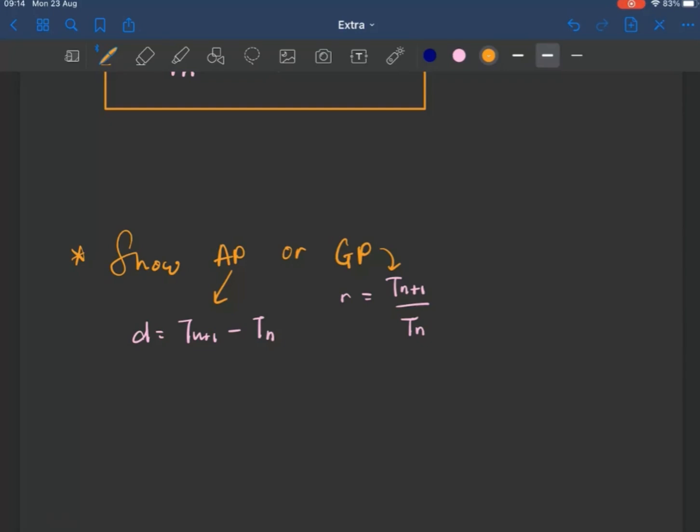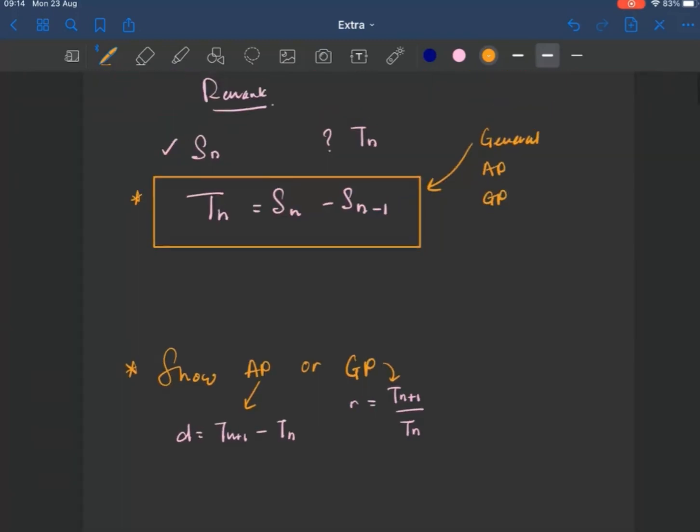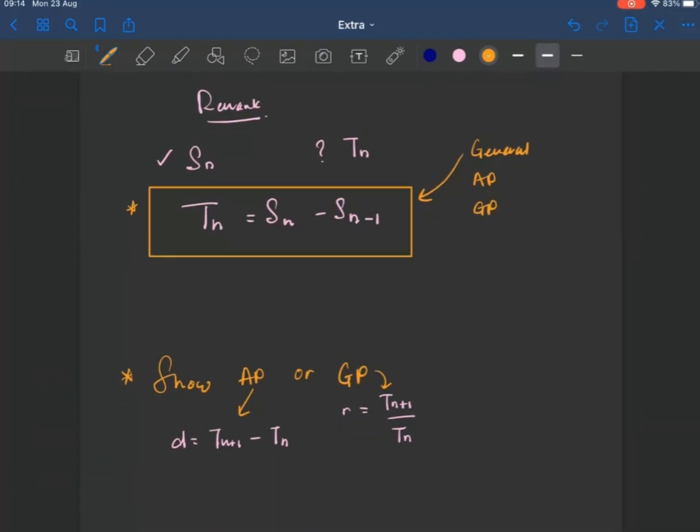Okay, kita tak boleh masukkan nombor kalau kita nak show AP or GP. We must use this general formula. Okay, tak boleh counter example dekat situ. So ini dua benda yang kamu kena take note untuk AP dengan GP, which is ramai yang akan ada problem untuk selesaikan soalan ni.